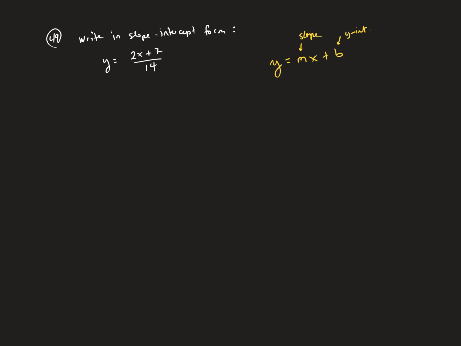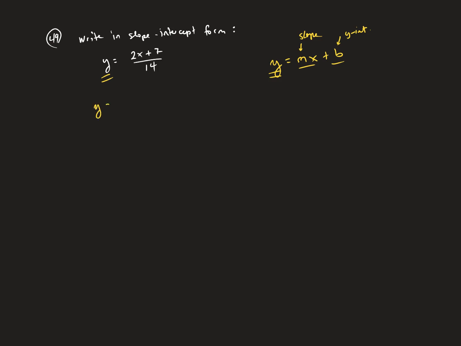So to notice what we have to do, we have to notice two things about the slope-intercept form. First of all, the y is by itself, which we already have in this equation, so we don't have to do any work for that. The other is that the x is in a term by itself with a coefficient, and the b, just a constant, is in a term by itself. So if you look at our equation, that's not the case. We have 2x plus 7 on top of 14. We need to split that up.